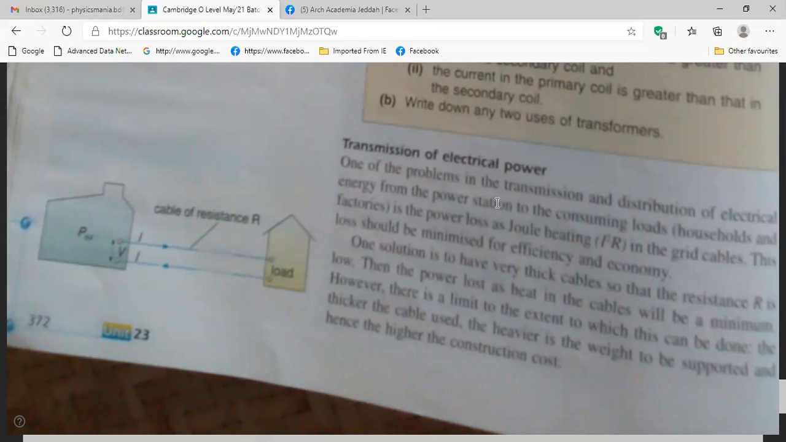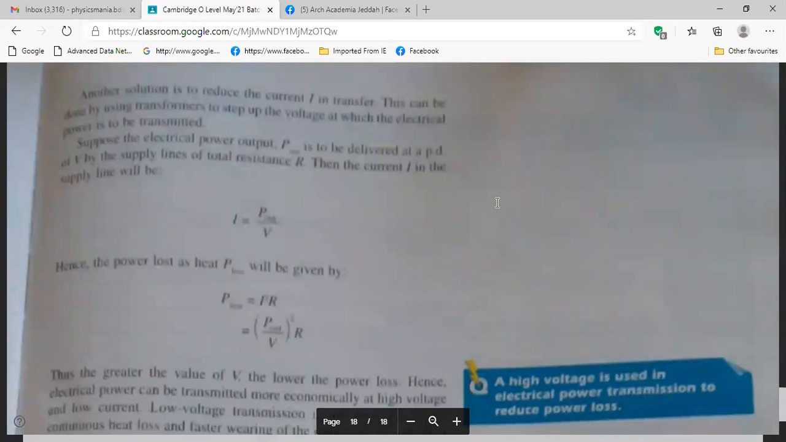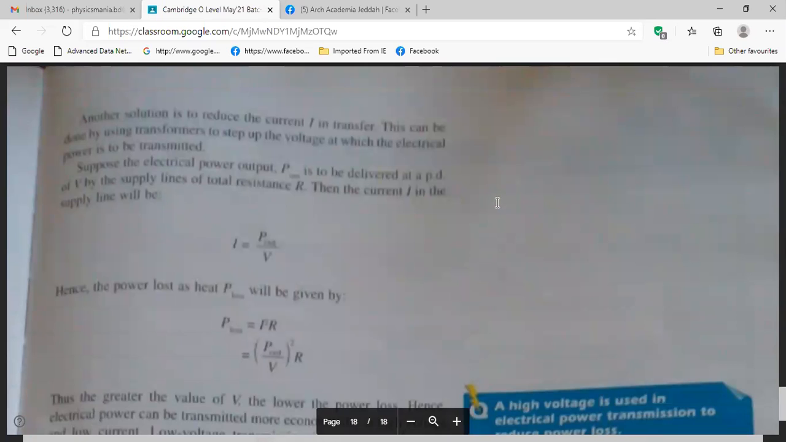Another solution is to reduce the current in transfer. This can be done by using transformers to step up the voltage at which electrical power is to be transmitted. Suppose the electrical power output P out is to be delivered at the potential difference of V by the supply lines of total resistance R. Then the current I in the supply will be I equals P out by V. Hence the power loss as heat P loss will be given like this.